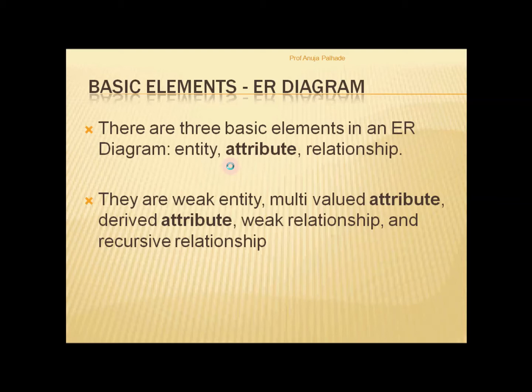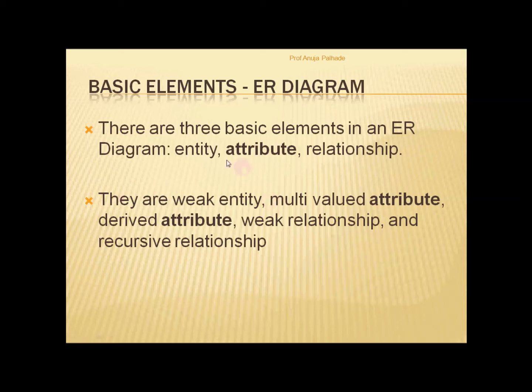We have seen that an entity is nothing but a real world object that has a physical existence, and the attributes are nothing but the database components, or you may call them the columns. Relationships are nothing but the association between two entities, or whatever relationship between two entities is going to be maintained in a DBMS.